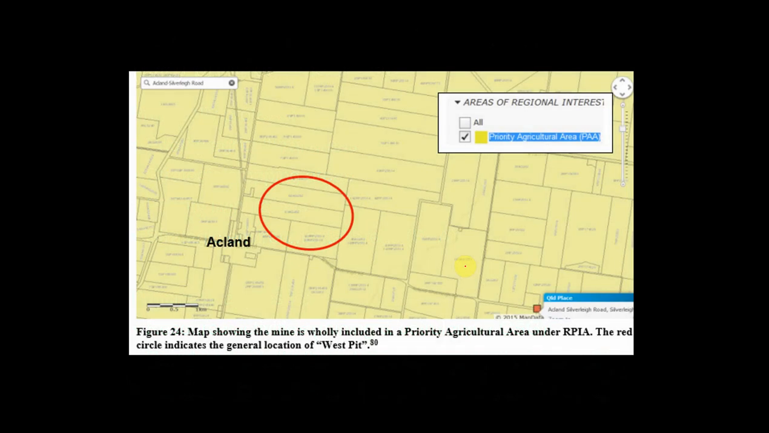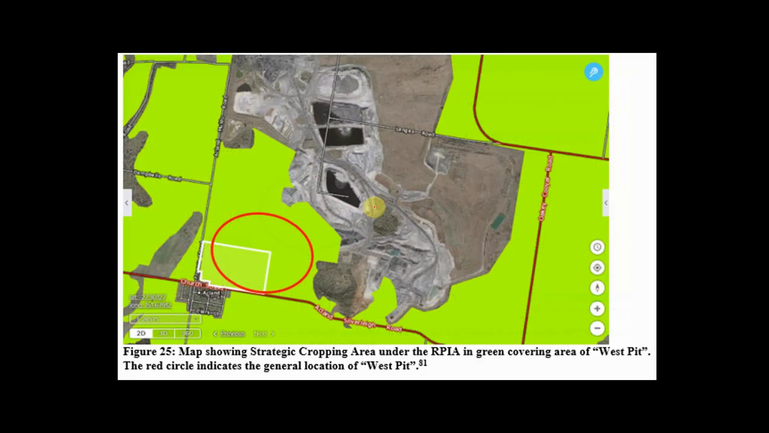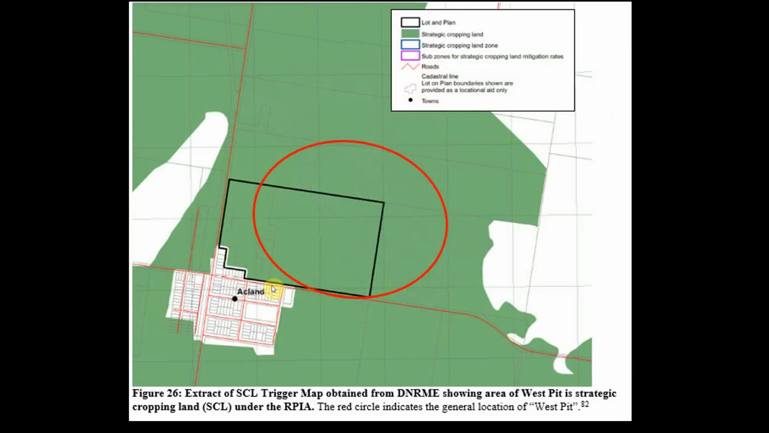So if we look at the proposed mine, you can go onto the state government website and you get an image like this. I've got a circle there where West Pit is. The background is just showing tenures. All of it is shown as a priority agricultural area. So the whole of the mine and all to the south is a priority agricultural area under the Act. Also, again, I've circled in red where West Pit is, but all of that green area is a strategic cropping area under the Act. And then this is just a different mapping tool showing the strategic cropping land trigger. So that's the area that we're looking at for West Pit.